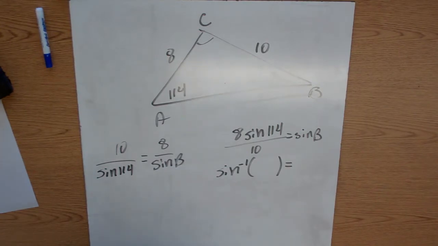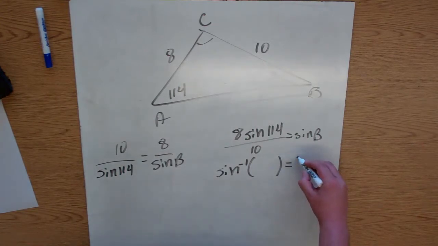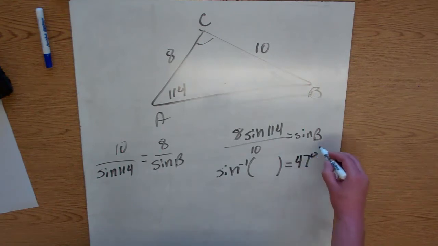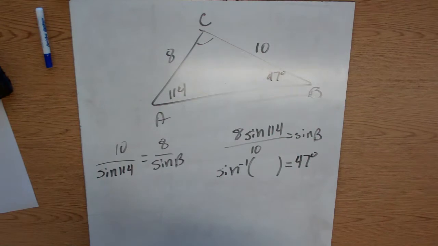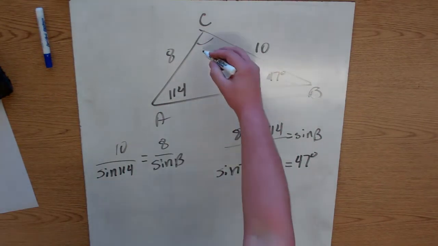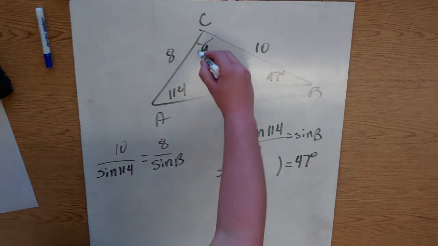And of course we know that the inverse sine of that answer will equal our angle, so I'm going to do this all at one time in the TI Inspire. This comes out to 47 degrees. So B is 47 degrees. So 180 minus 114 minus 47 is 19. So C is 19. All right?